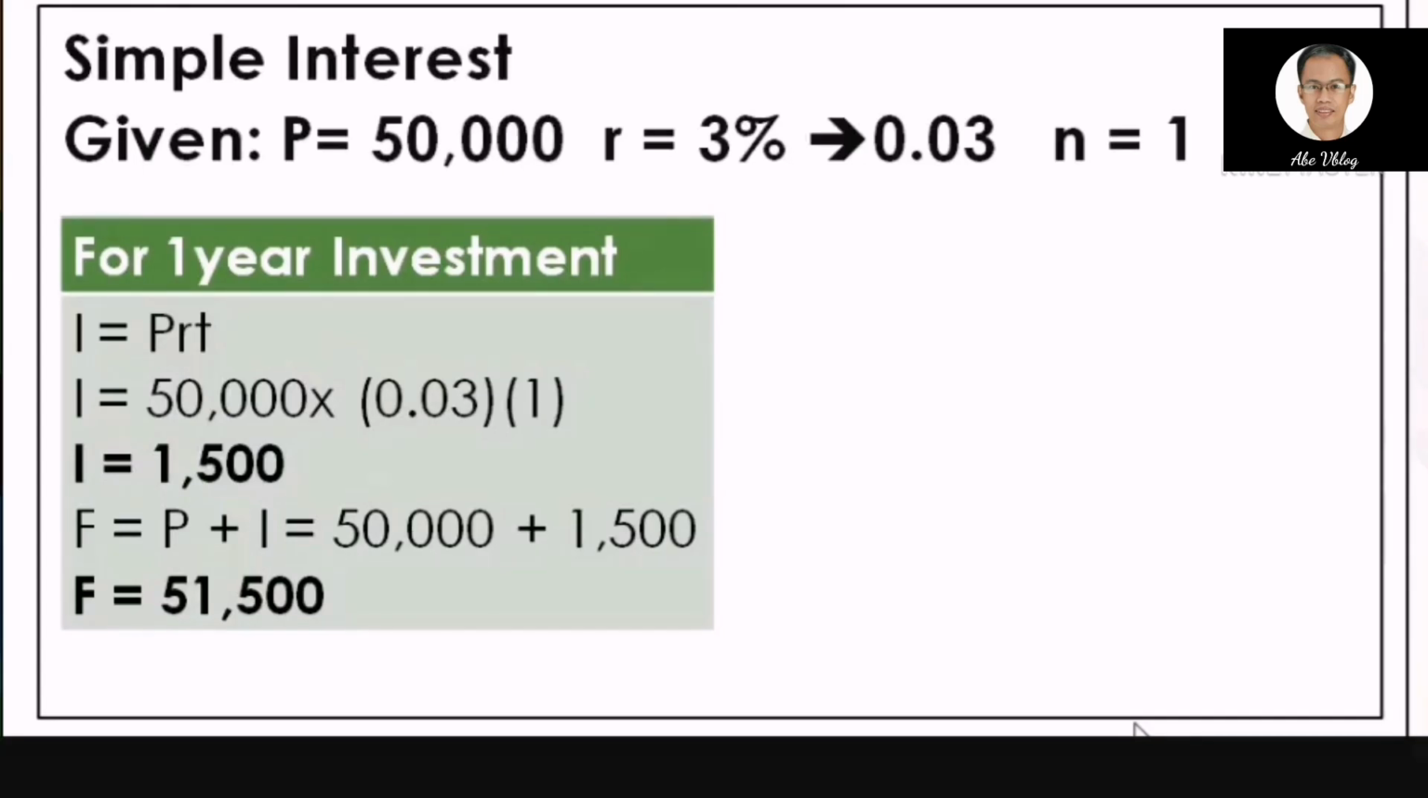So the future value then is we add the principal to the interest. So 50,000 plus 1,500, and that is 51,500. So the total earning would be 1,500. Meaning the total amount that we have for 1 year is 51,500. So the future value would be 51,500 from 50,000.